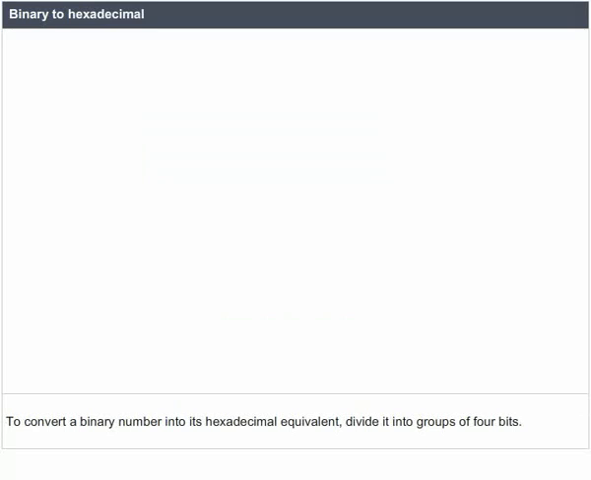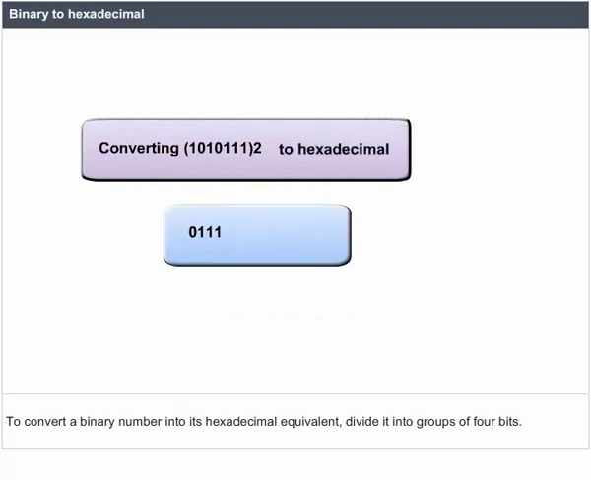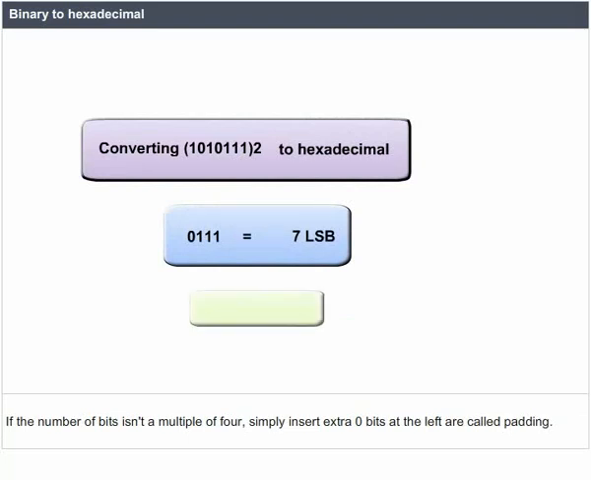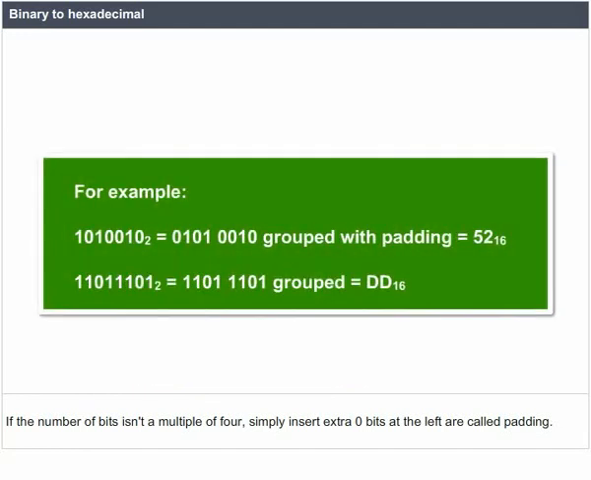Binary to hexadecimal. To convert a binary number into its hexadecimal equivalent, divide it into groups of 4 bits. If the number of bits isn't a multiple of 4, simply insert extra 0 bits at the left, called padding. For example, 1010010 to the base 2 equals 0101 0010 grouped with padding equals 52 to the base 16.